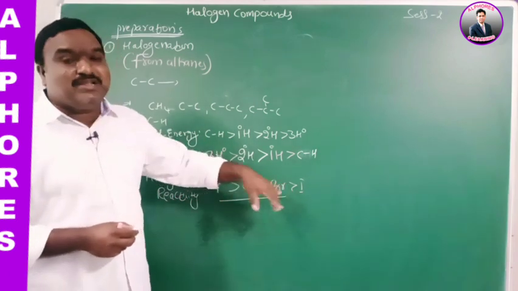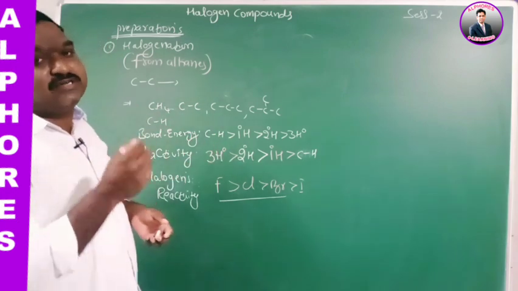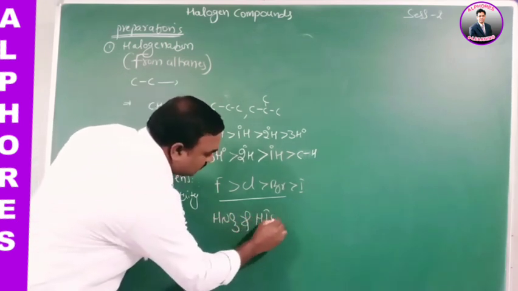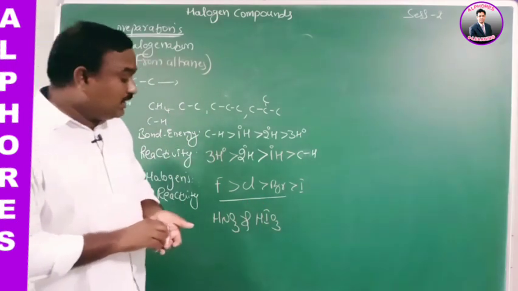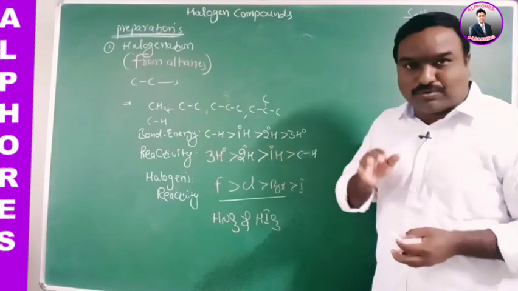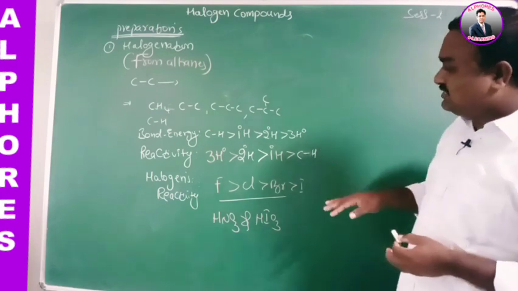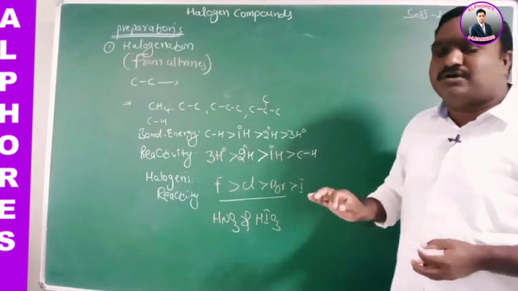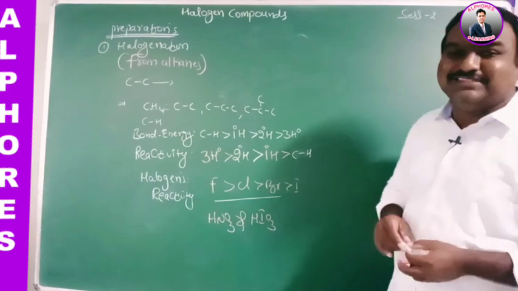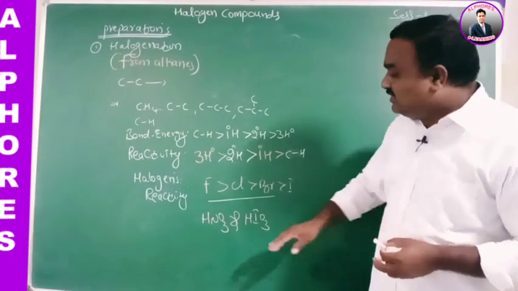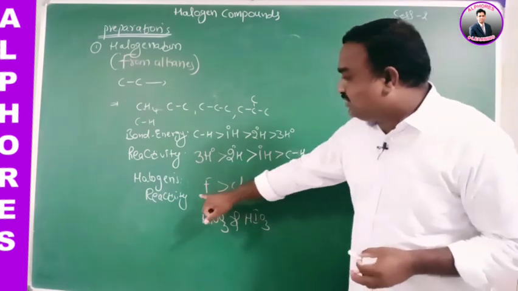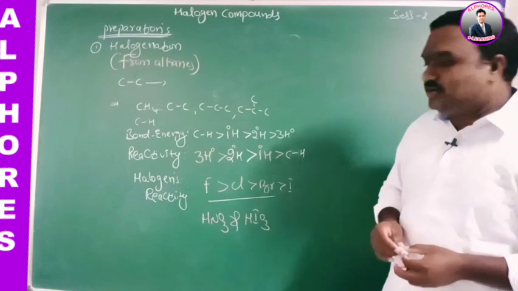But iodine reaction is also possible in the presence of oxidizing agents like HNO3 and HIO3. Why? Because iodine's reducing properties are more. Dimerization power is more. Due to that reason, under normal conditions, iodine will not undergo free radical substitution reactions. According to the reaction mechanism, I2 is formed again in this case. How to prevent that reaction? By the addition of oxidizing agents, then the iodination reaction is possible. This is a way to explain the halogens' reactivity order in free radical substitution reactions.